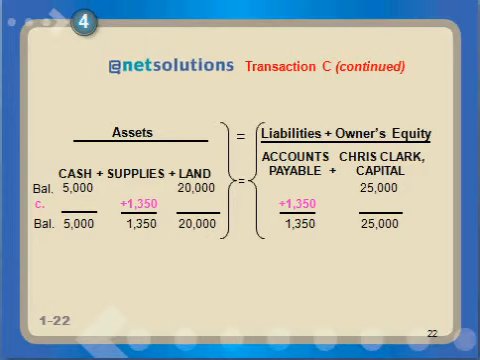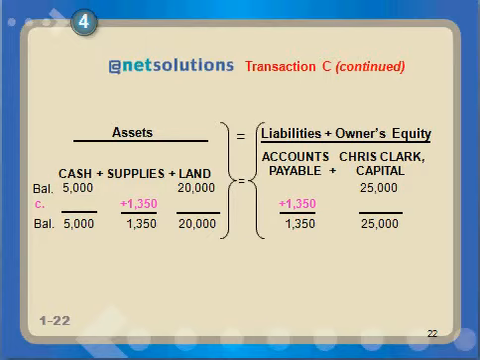So we know assets equal liabilities plus owner's equity. Our liability account is called accounts payable. Accounts payable is anything payable within the next 30 days normally. If it gets longer than that, you're normally going to have a note or something like that involved. But we got an accounts payable account. We owe $1,350 for these supplies.